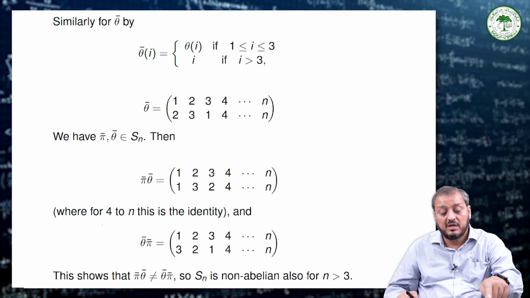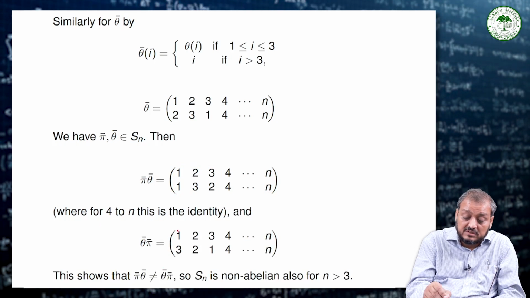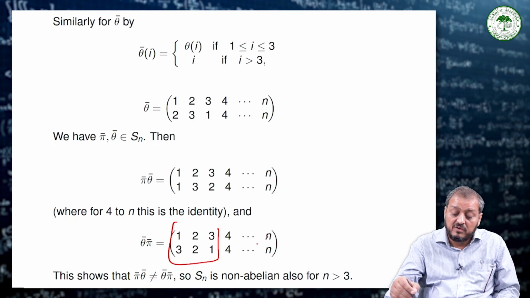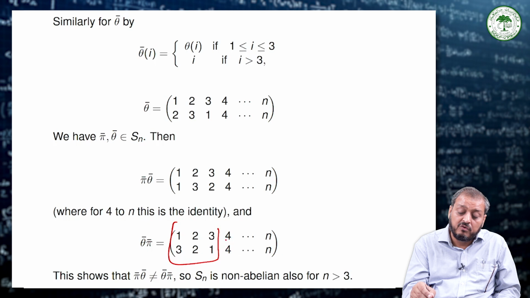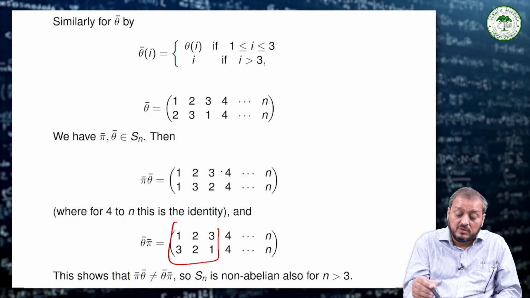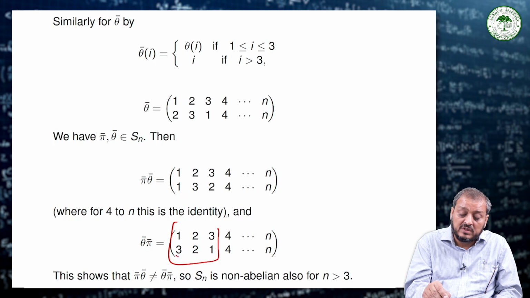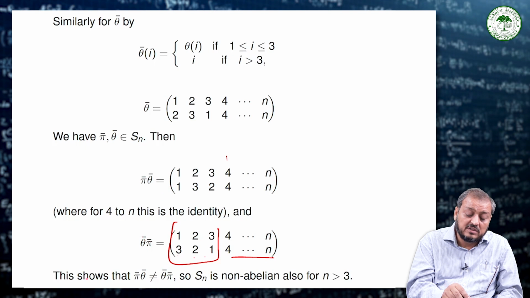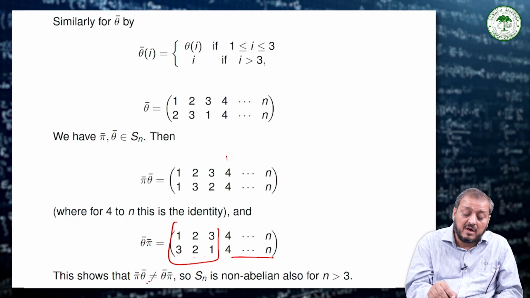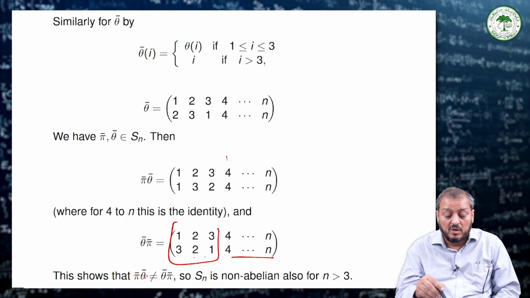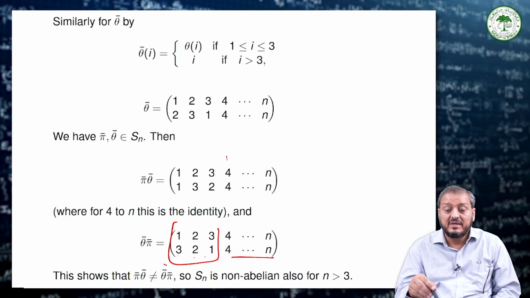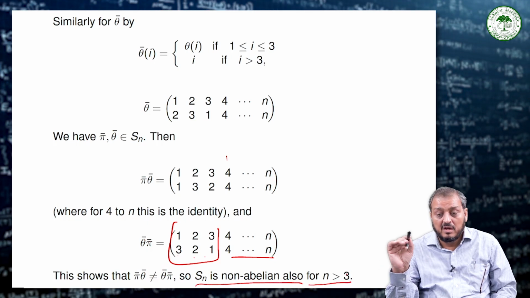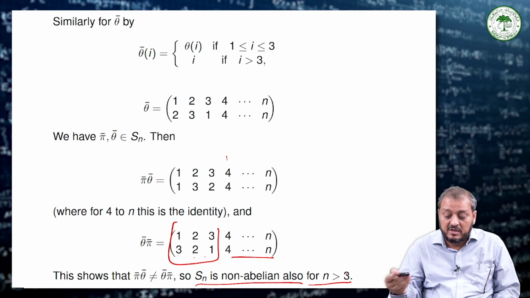Similarly, we calculate theta bar pi bar. You can see this is already calculated for the case of S3, and again for 4 to n we have the identity. Now, if we take 1 3 2 and 3 2 1, the rest of them is the same. So, we clearly show that pi bar theta bar is not equal to theta bar pi bar. So, we can say that Sn is a non-abelian group for all n greater than or equal to 3.